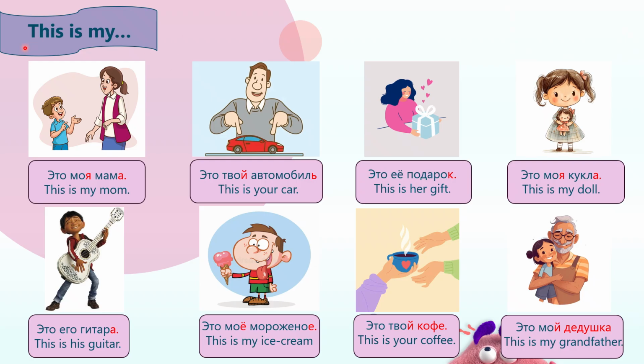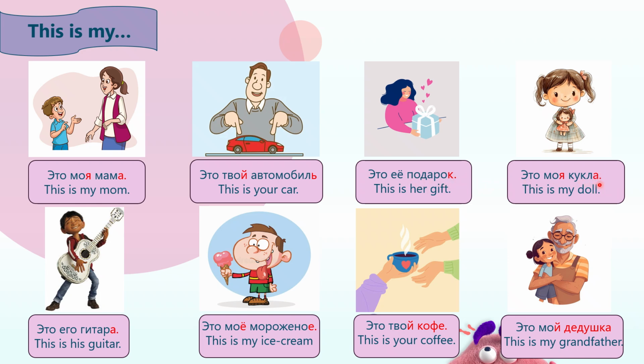So how should we say this is my something? We already learned that this translates as это. So let's have some examples here. Это моя мама. Это твой автомобиль. Автомобиль, ль. Masculine gender. That's why we use твой. Это её подарок. Это моя кукла.